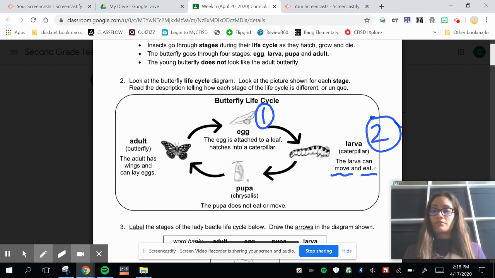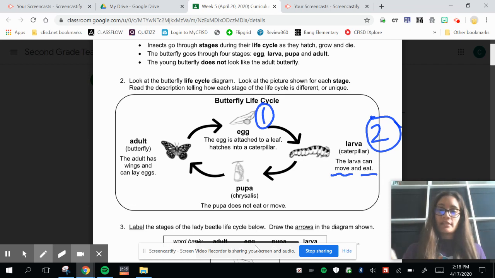Think about you. Really, if you think about it, you're a larva. You move around a lot, and most likely during this time, you're eating a lot. So remember, larvae, they move and they eat. How do you know it moves? Because there's little legs here. Eggs don't move because there's no legs.